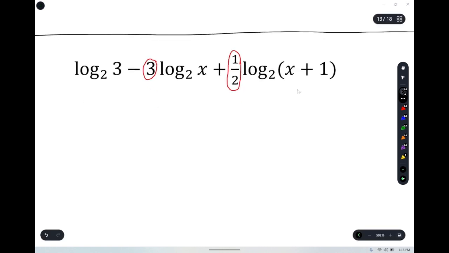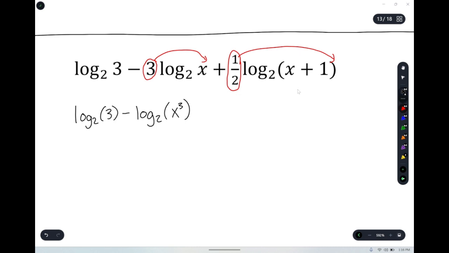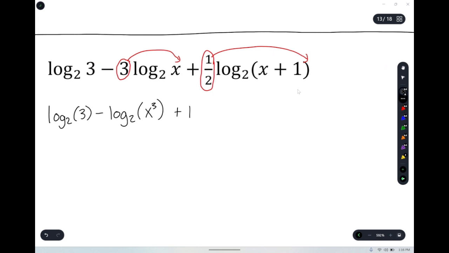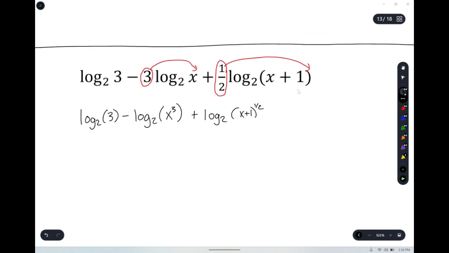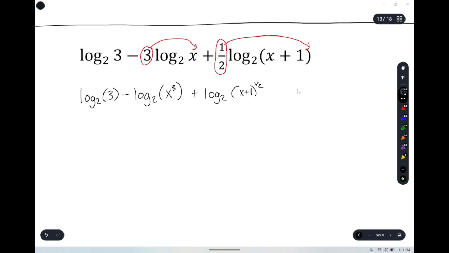So we've got log 2 of 3 minus log 2 of x cubed. Right? Because that just goes up there. Plus log 2 of x plus 1 to the 1/2. So we're just working backwards. Yep. Basically just combining them. Which one do you want to combine first? The first two? Yeah, because they're there.